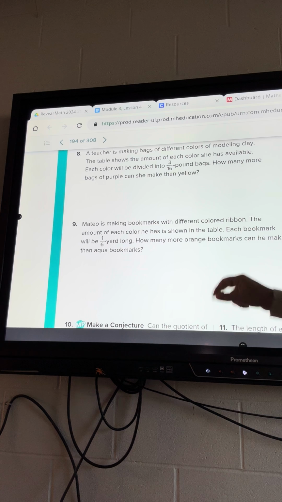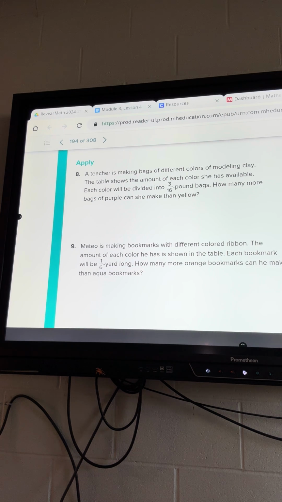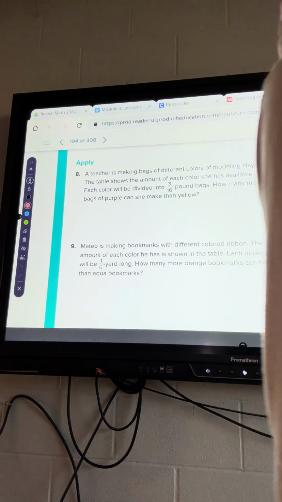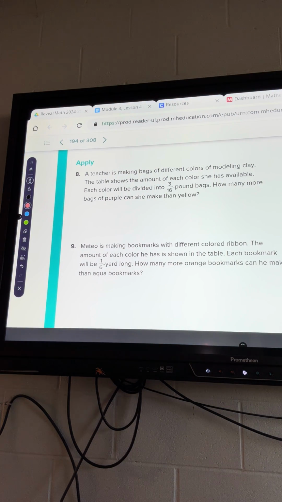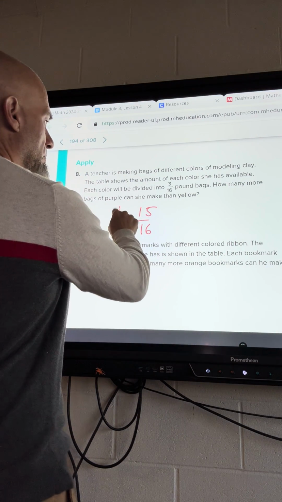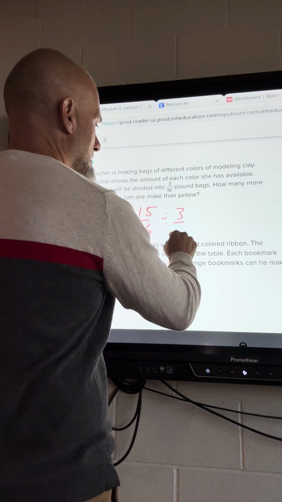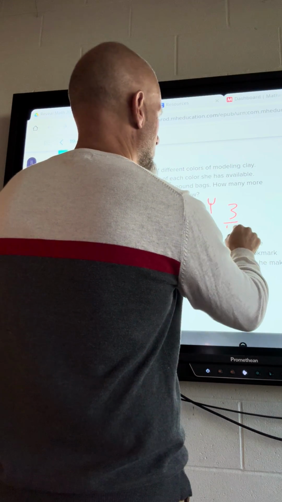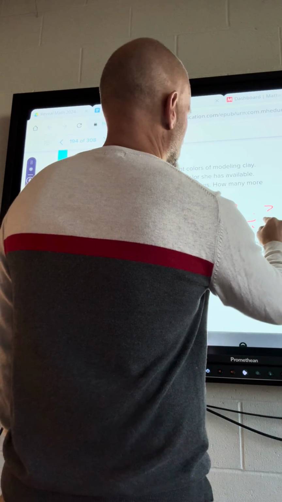And then let's see, number 8, a teacher is making bags of different colors of modeling clay. The table shows the amount of each color she has available. Each color will be divided into 3/16 pound bags. How many more bags of purple can she make than yellow? So on this one, you only want to focus in on purple and yellow. Okay, and what you're going to do is take 15/16, which is your purple, and divide that by 3/16. And you're also going to take your yellow and do the same thing. You're going to take 3/4 and divide that by 3/16.